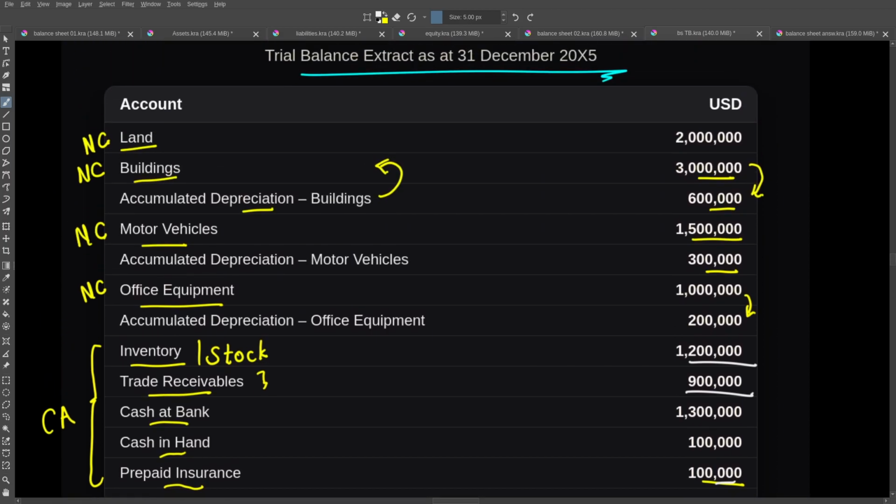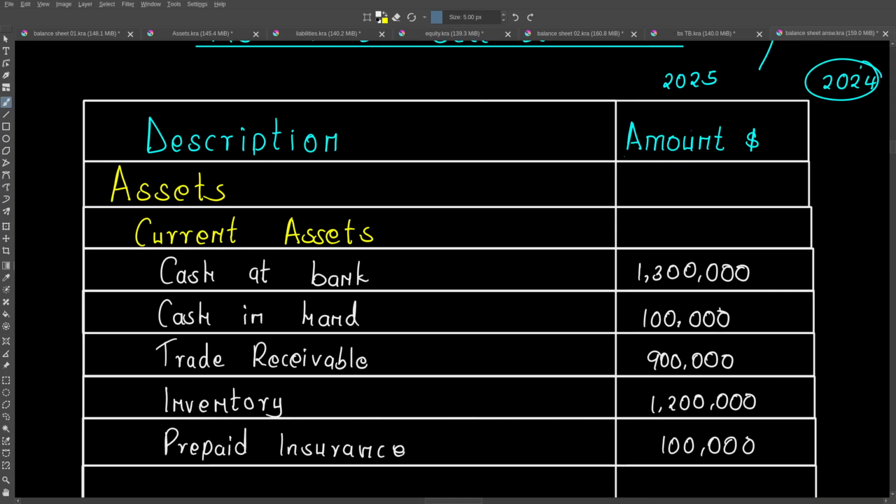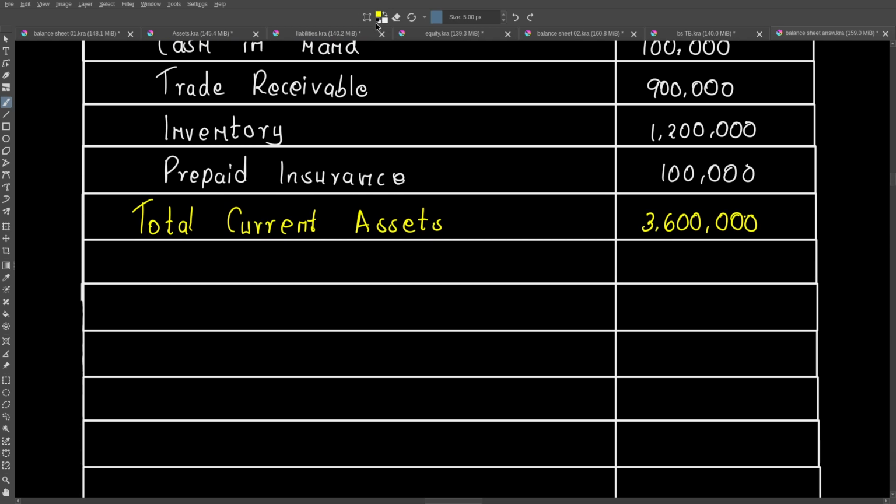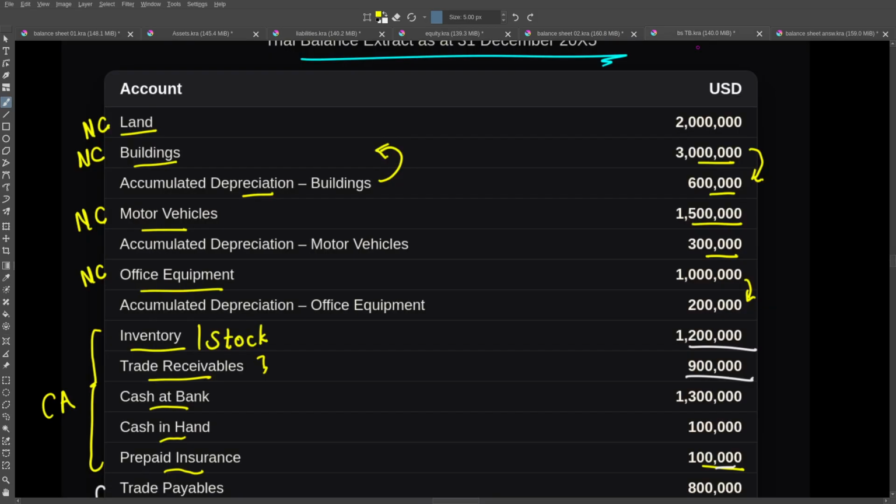So up to that point, we have listed our current assets, and when we sum here, that is the sum of all these items, that is the current assets, we are going to have a total of 3,600,000, okay? Now let us go to the next section, that is our non-current assets. Remember, we need to list the current assets, then we also list our non-current assets.